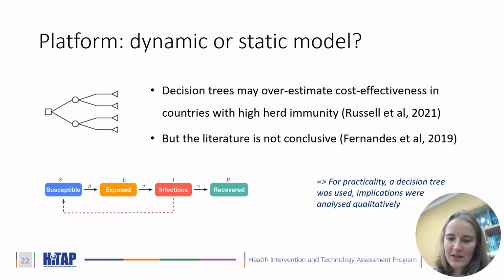But when we were reviewing the literature, there's a bit of disagreement in terms of whether there is benefit of that extra effort of building a dynamic model. And because for us it's a lot more practical, it's a lot simpler to build a decision tree model, we chose to use a decision tree model, and we then considered qualitatively at the end, potentially the decision tree may overestimate the cost effectiveness. In our instance, the result was very, very not cost effective, so we thought that the implications of us using a decision tree model were very, very minor.